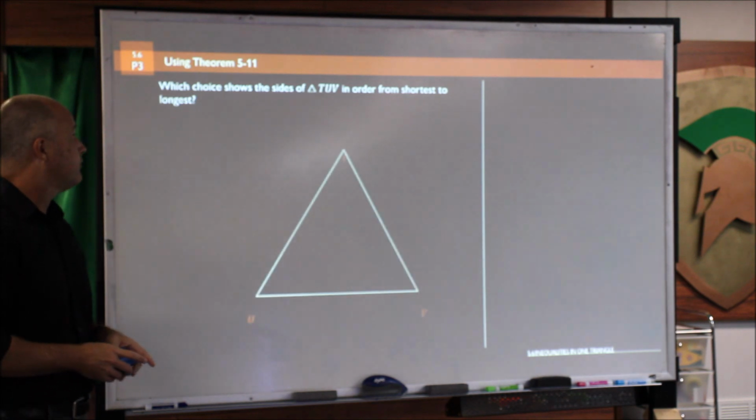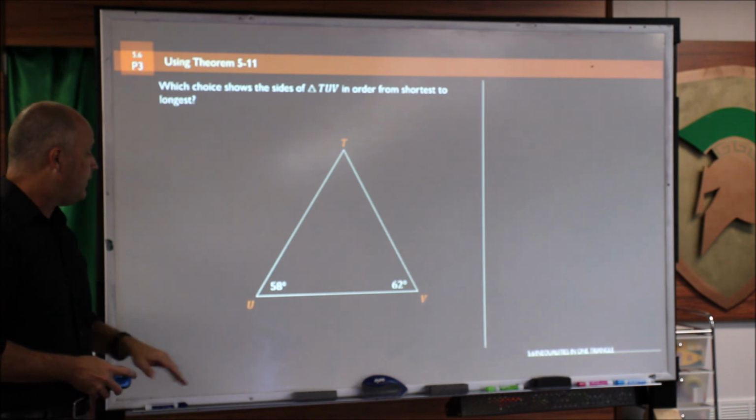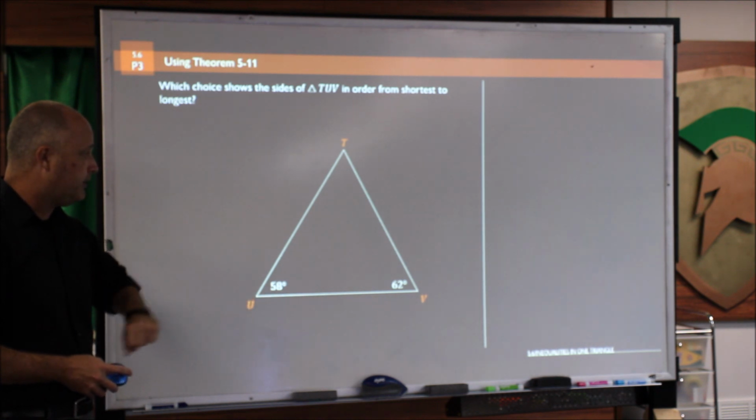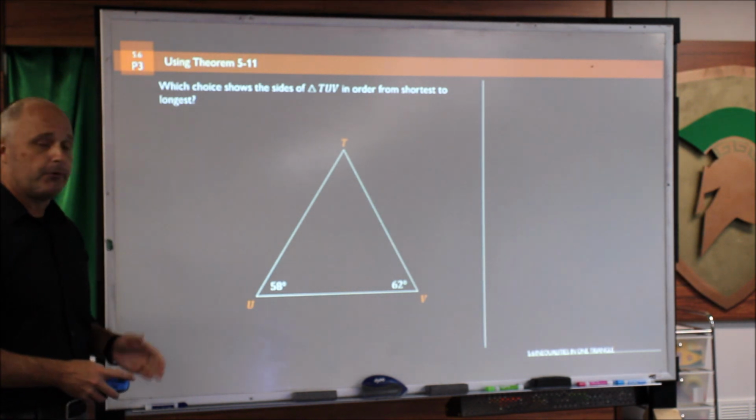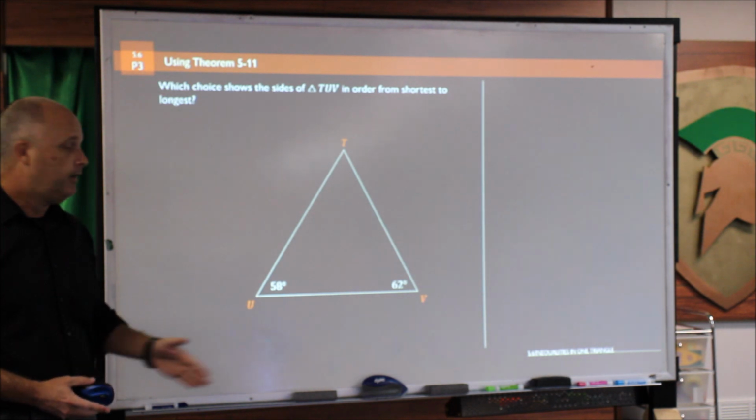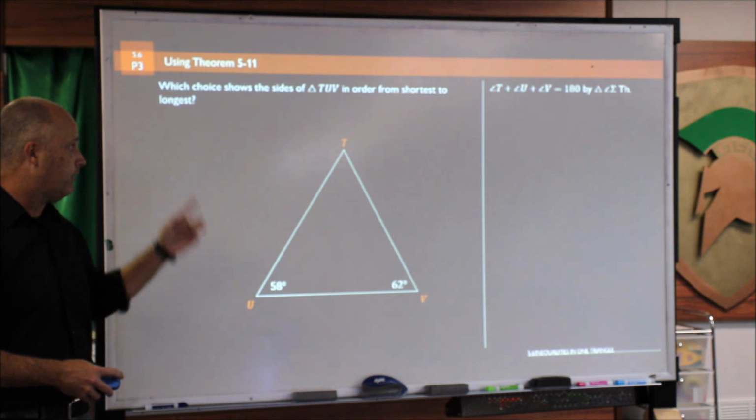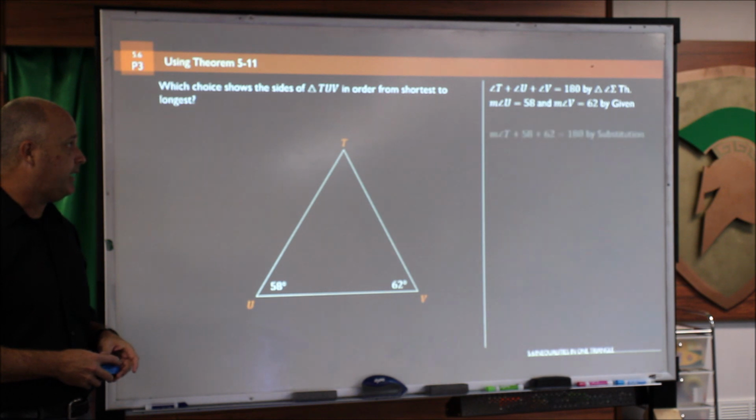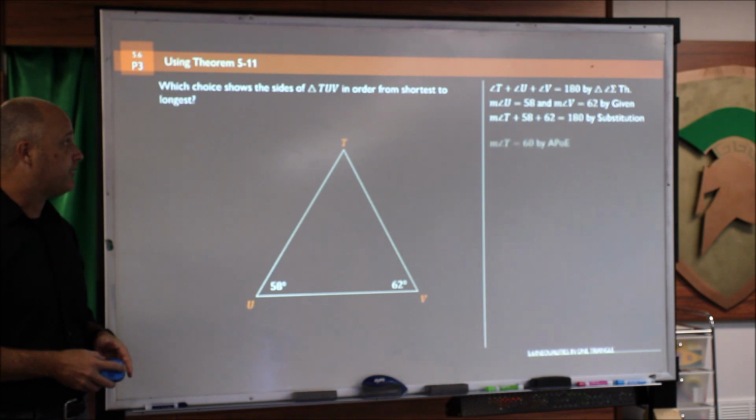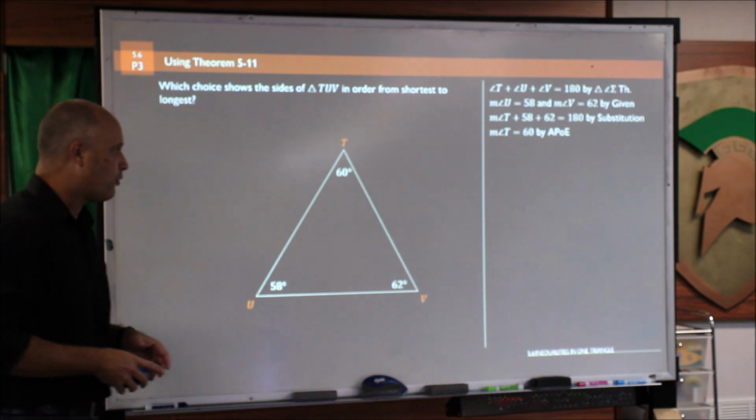Which choice shows the sides of triangle TUV in order from the shortest to the longest? In this case, we've got angle U is 58 degrees and angle V is 62 degrees. So that means we need to find out what is the measure of angle T. Remember that we've got 180 degrees in a triangle, and we've got 58 accounted for here and 62 accounted for there. So when we go to figure out how many degrees T is, all we're going to do is figure out, again, that we've got 58 plus 62 plus the measure of angle T is equal to 180, and so that's going to leave us with 60 degrees by the addition property of equality.